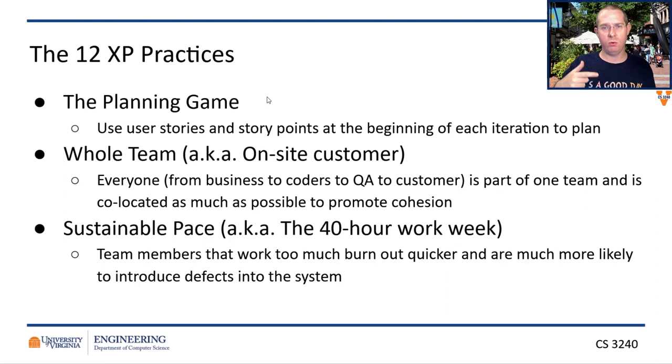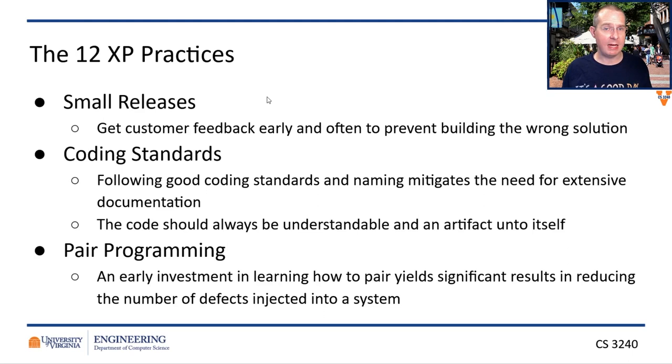So in XP, there is the notion that you actually are better off by keeping a sustainable pace of good quality development time rather than trying to do a crunch at the end to try and finish something off. Small releases is the idea that you always have a minimally viable product, and you constantly are showing new versions to the customer so that they can give you that feedback. That's the iteration loop that we're looking for.